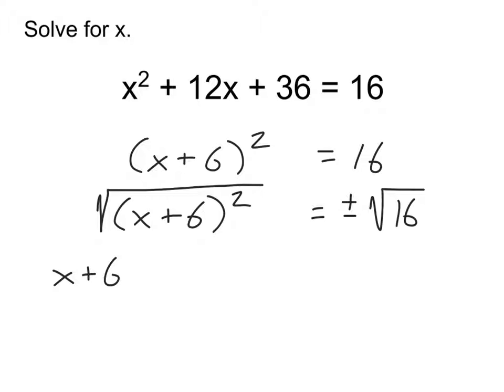All right, now when I do this though, since I'm going to get x plus 6 equals plus or minus 4, I get two different answers. I'm going to split this into two different equations. So I got x plus 6 equals 4, and x plus 6 equals negative 4. I want to write it out that way, because what I see happen sometimes is I'll see some of you starting to do this: x plus 6 equals plus or minus 4.